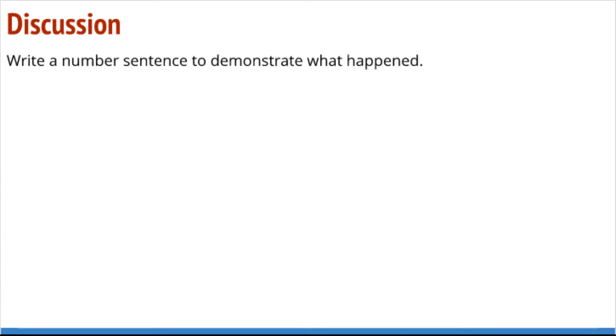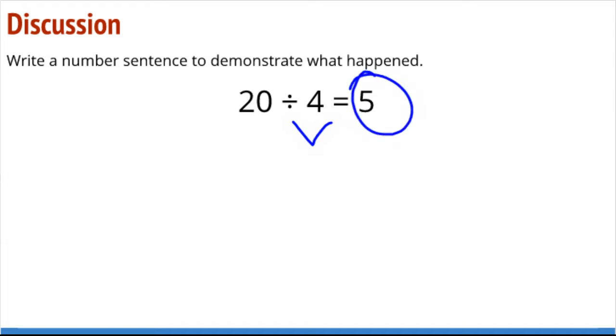So now stop and think, how could you write a number sentence to show what happened? Pause for a moment, jot that down. When you're ready, go ahead and unpause the video. So we had 20, we divided it into 4 sections. We put it into 4 parts. And in each of the sections we had 5.